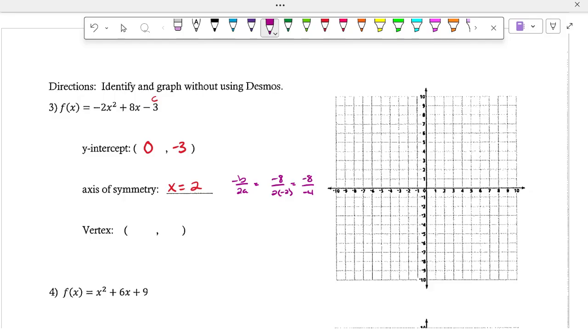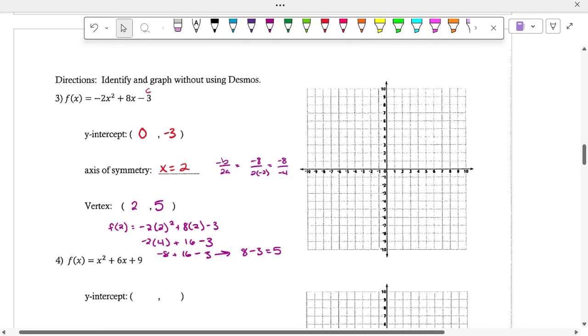All right. What'd you get for your vertex, Audrey? 2, 5. So how'd you set it up to find the y? So you get negative 2 times 2 squared plus 8 times 2 minus 3. So negative 2 times 4 plus 16 minus 3. Negative 8 plus 16 minus 3. So that gives you 8 minus 3, which is 5.